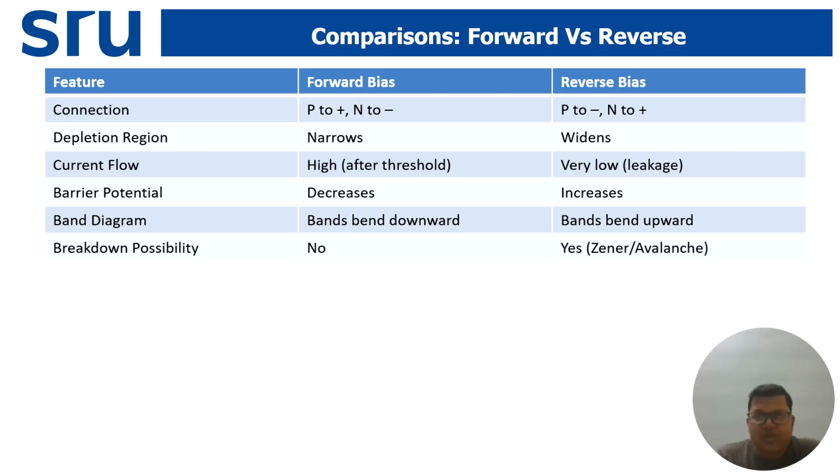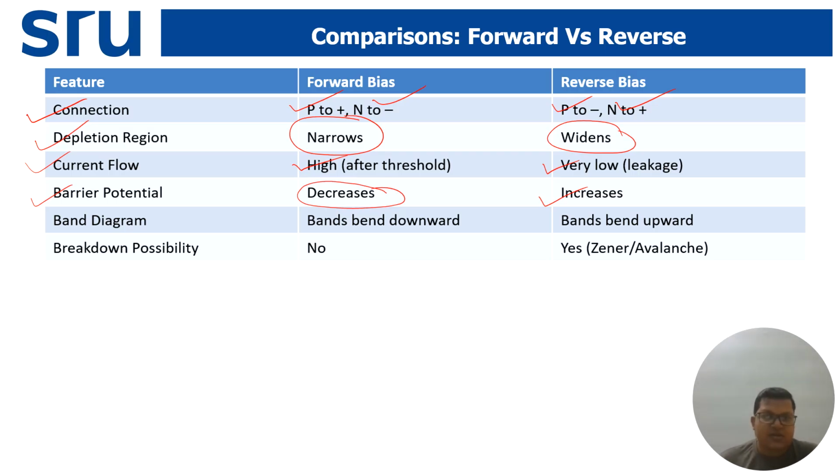Now we will compare the forward and reverse bias and their characteristics. As far as the connection is concerned, forward bias is P side to plus, N side to minus. For reverse bias, P side to negative, N side to positive. For the depletion region, in forward bias it narrows, and in reverse bias it widens. For the current flow, in forward bias the current is high, and in reverse bias it is the opposite, very low. The barrier potential decreases in forward bias, and because of that we see high current. This is opposite for reverse bias, because the barrier potential increases and we see less current.